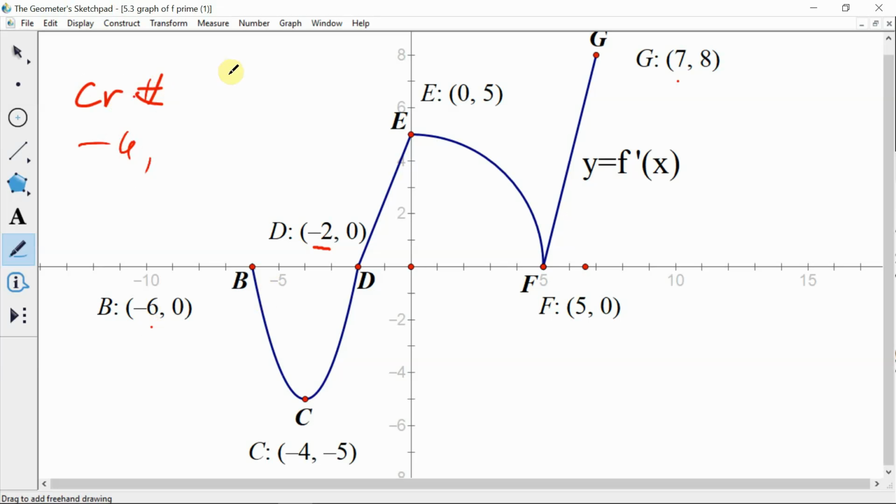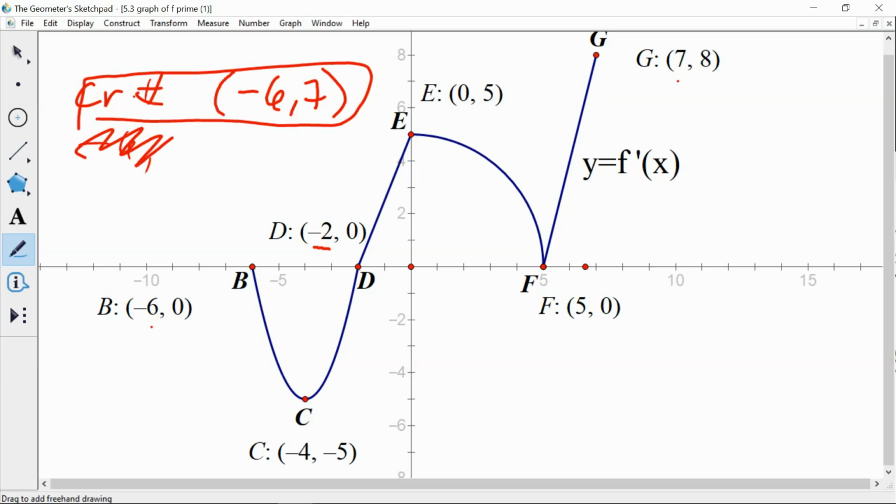I'll probably say this. Oftentimes they'll ask for critical numbers on the open interval, so it ends up not being included. It's going to be in your test interval anyway because it's an endpoint. So let's give the critical numbers on the open interval because that would be really consistent with AP and the typical questions asked. So we should really only be looking there or there.